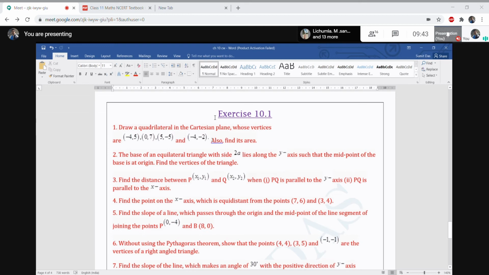You can see there are 5 vertices given. You have to draw the points and find the area. How to find the area? After plotting, you will find one quadrilateral. If you join any diagonal, you will get two triangles. From these two triangles, use the area of the triangle formula. You'll find the answer. So this one I'm giving as homework. Number one done.